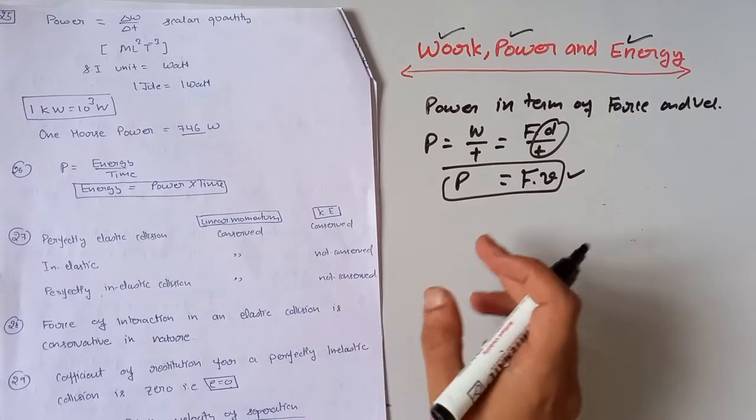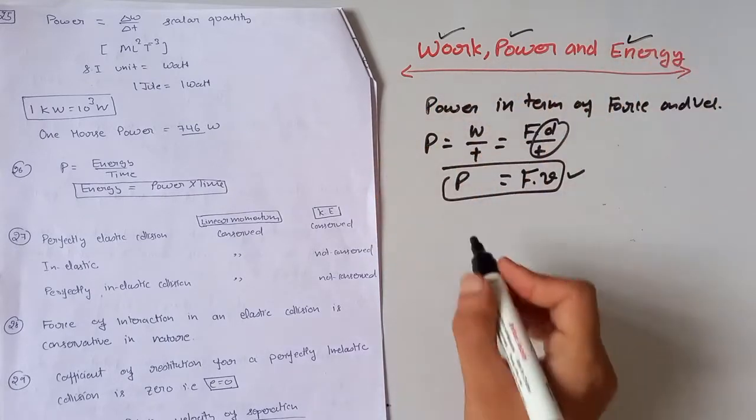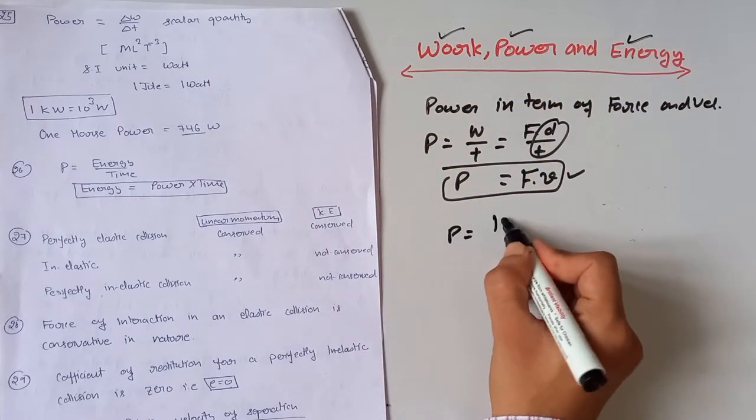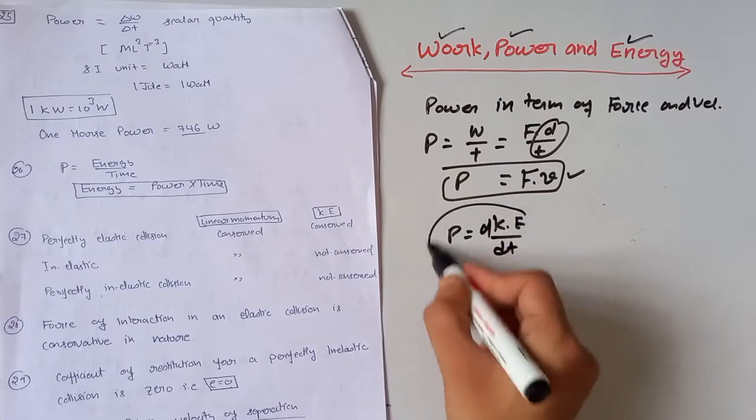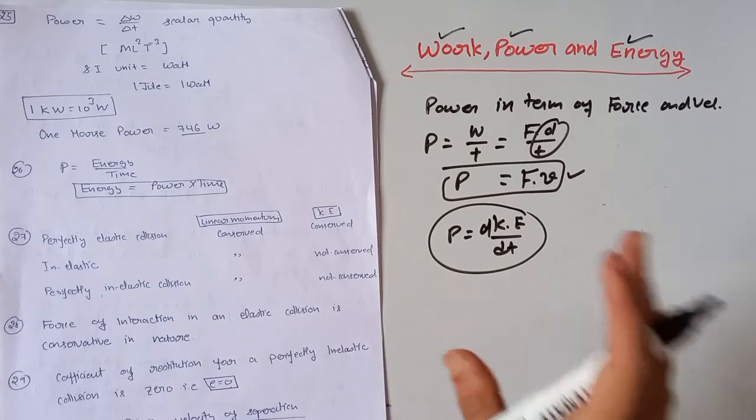And there is also a relation between power and kinetic energy. Power is equal to d by dt of kinetic energy. I hope this relation is also clear to you.